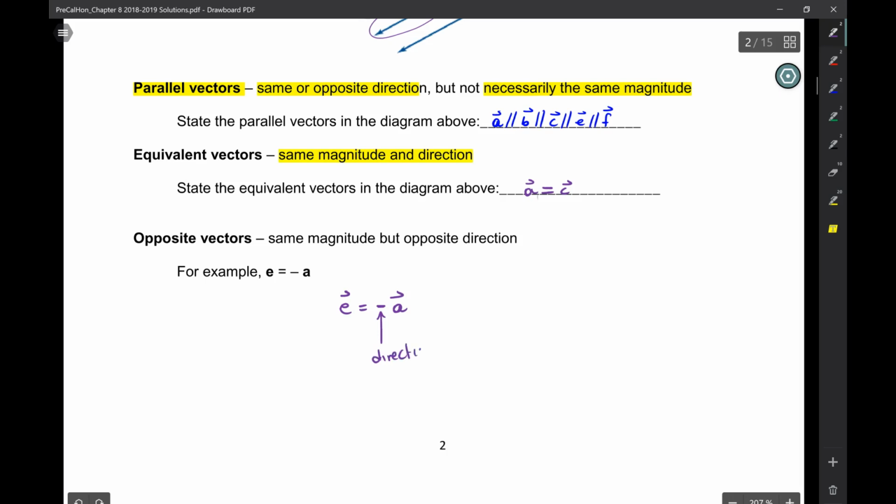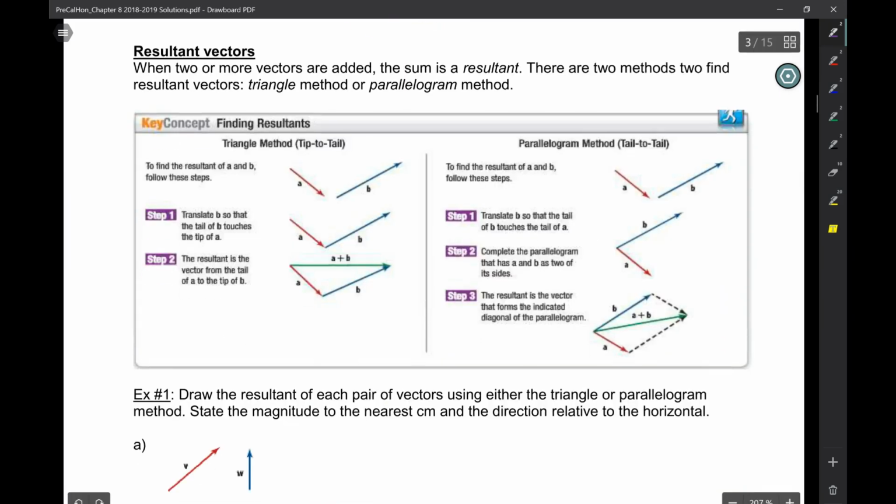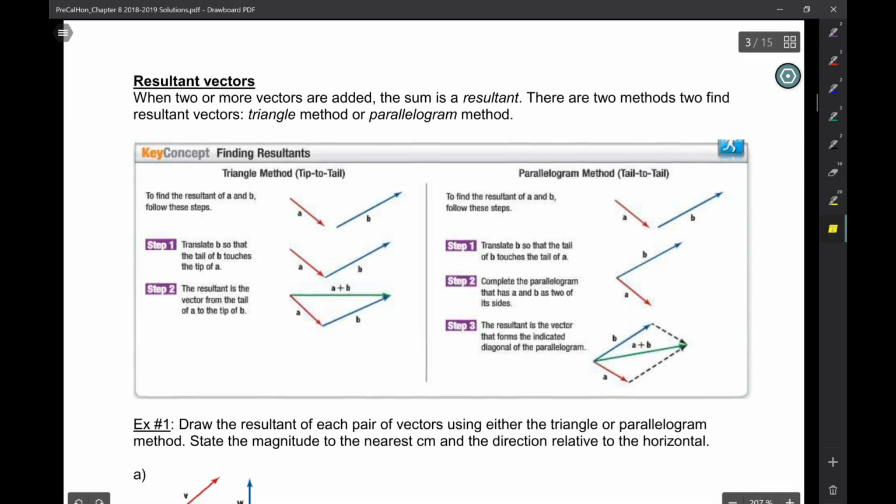Here, negative represents direction. In the real world, we go like 60 miles an hour. In physics, if you go negative 60 miles an hour, where are you going? In the opposite direction. You're going backwards. You're going opposite to where positive is. All right, resultant vectors.